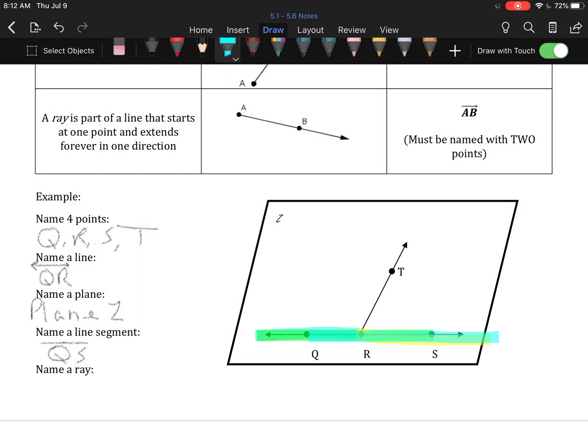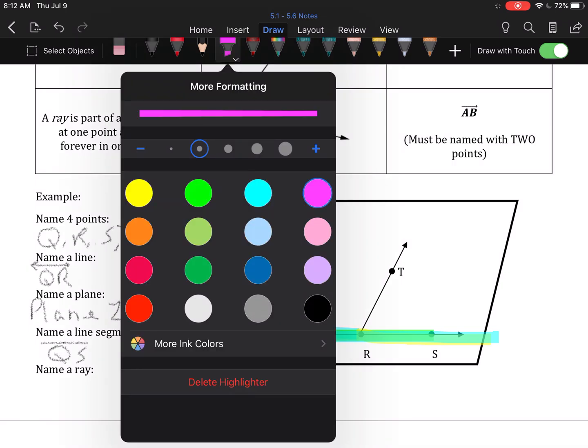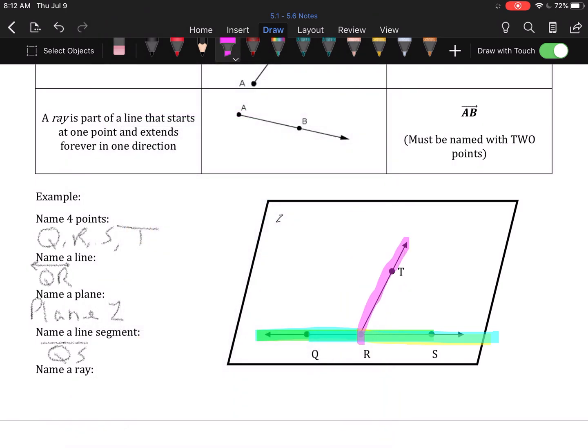There's a ray. And there's a ray. There are 5 rays on this diagram. The easiest one is the one that I think is most obvious, ray RT. But you can use any 2 points on the bottom to name a ray as well.